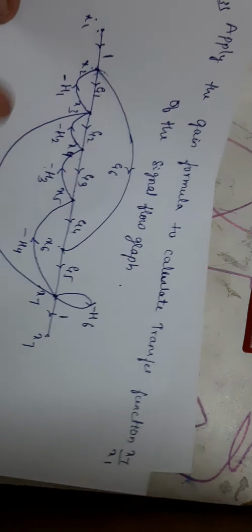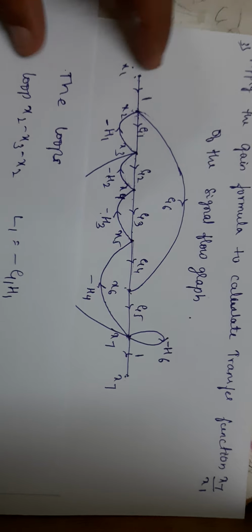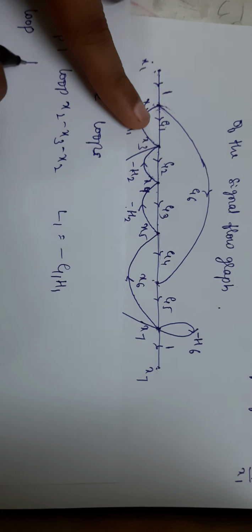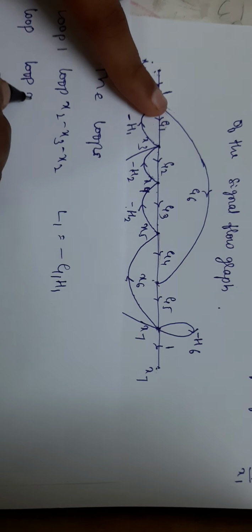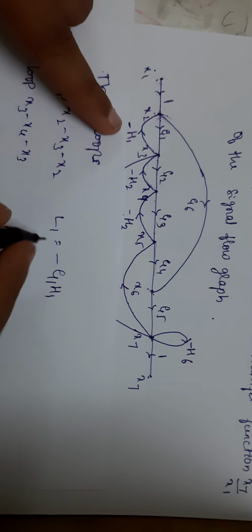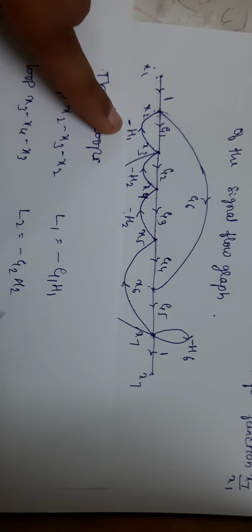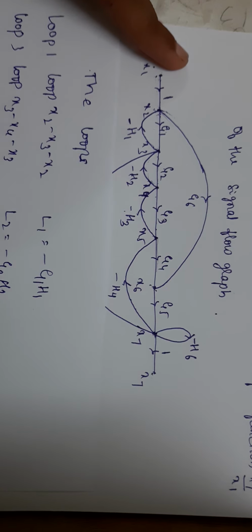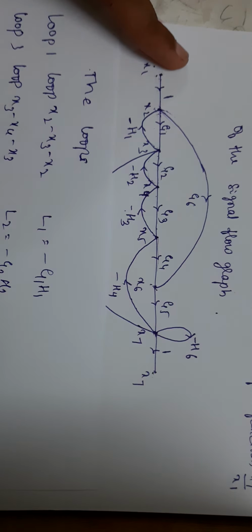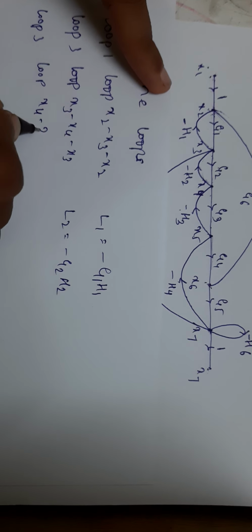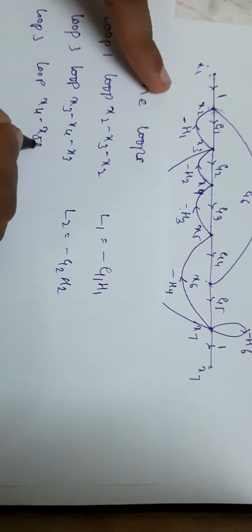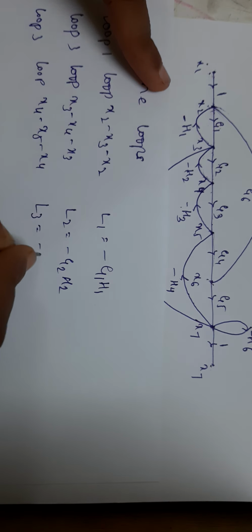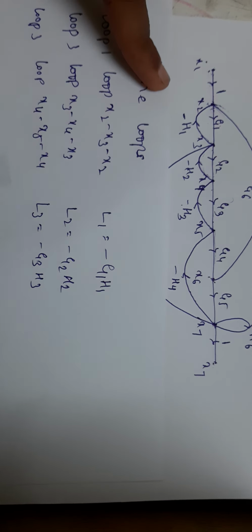Okay, next, the second loop. How many loops will come? That we have to write. The second loop is x3 to x4, x4 to x3. That is L2 is minus G2 H2. And the third loop, loop 3, is x4 to x5, x5 to x4. That is L3 is equal to minus G3 into H3, the product of this, minus G3 H3.